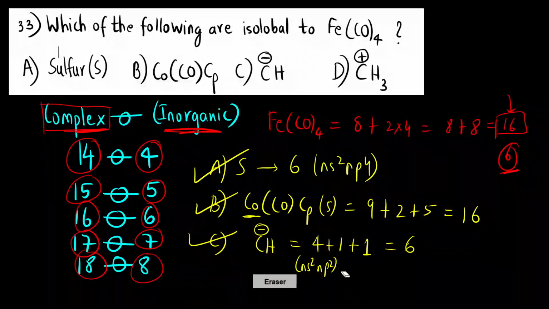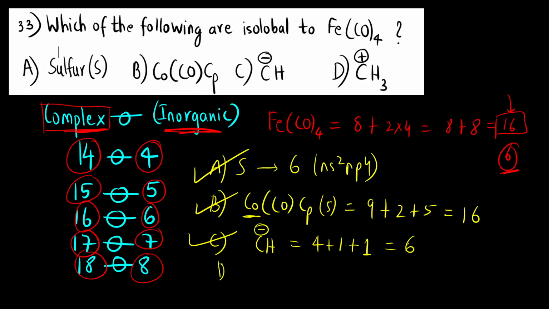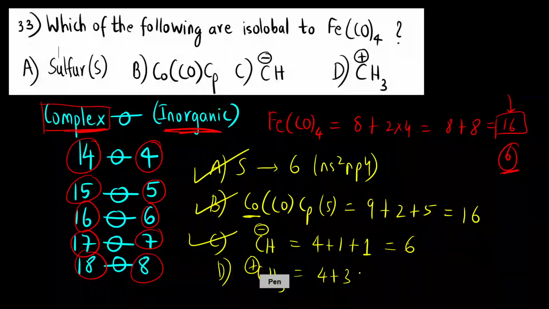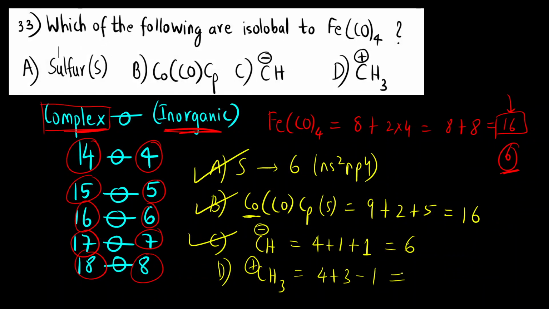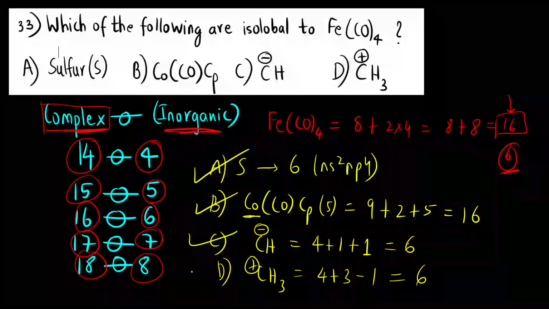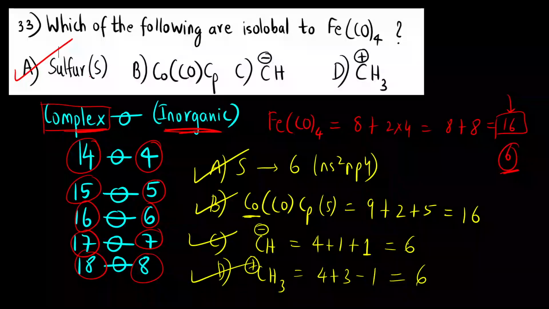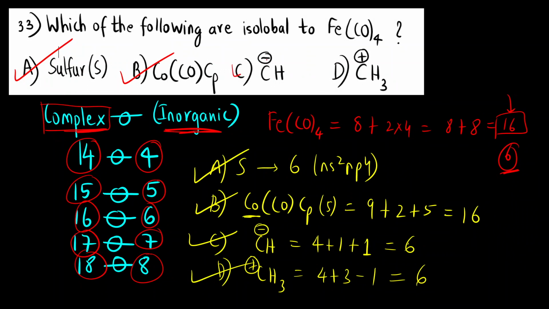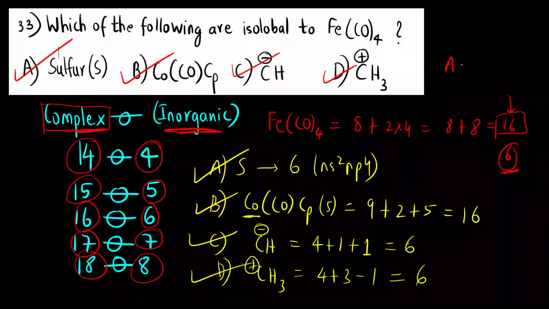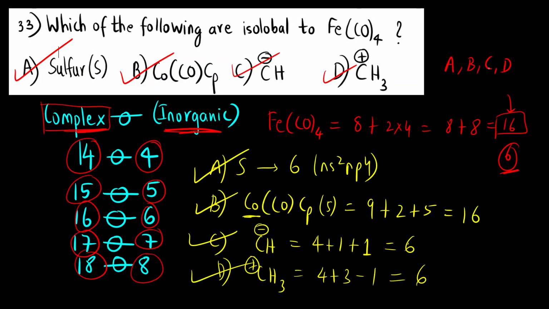C is also correct. Now let us see the last option, option D, CH3 plus. Here also carbon is 4 plus 3 hydrogens, and positive charge means you will remove one electron. 4 plus 3, 7 minus 1 is 6. So D is also correct. So which are the correct options? A, B, C and D, all are correct.